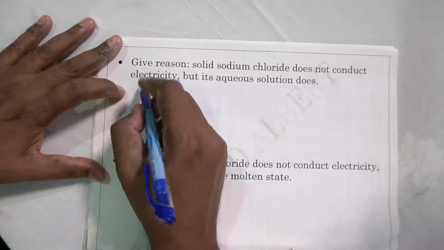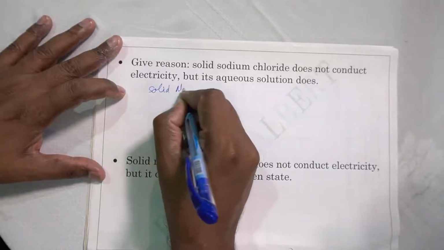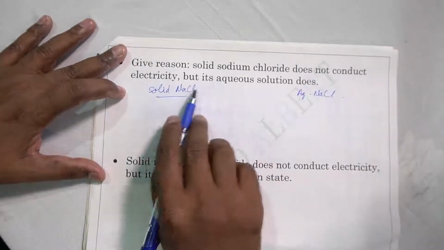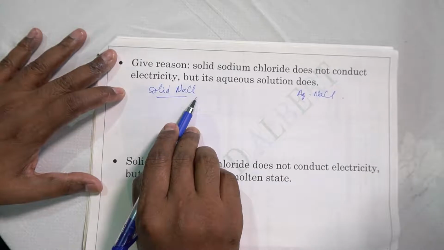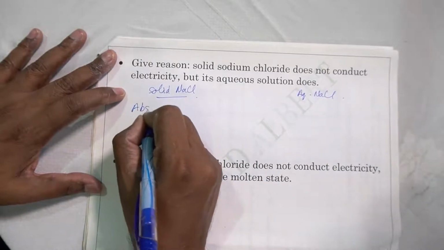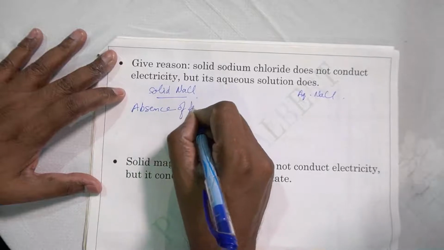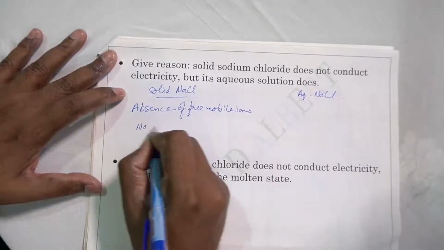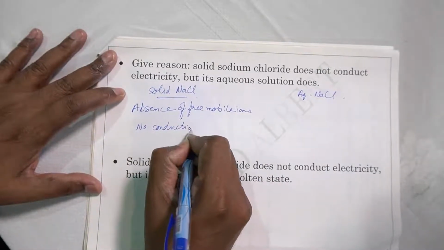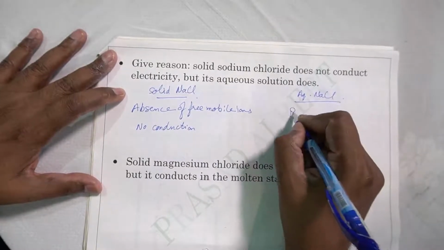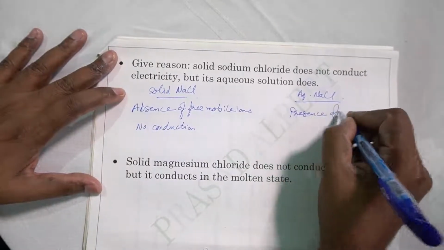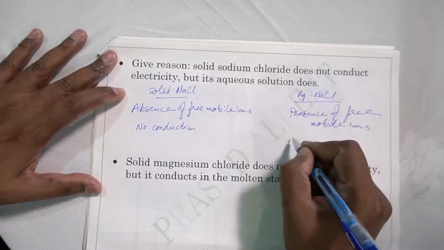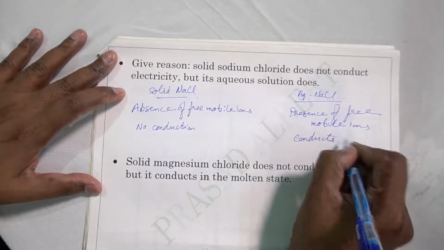Why? Reason: solid NaCl, the other one is aqueous NaCl. The question says that solid NaCl does not conduct. Why? Here, in the solid state, there is an absence of free mobile ions. We have already discussed this. Therefore, no conduction. Got it? And aqueous NaCl, presence of mobile ions. Presence of free mobile ions. Hence, conducts. Is it clear?